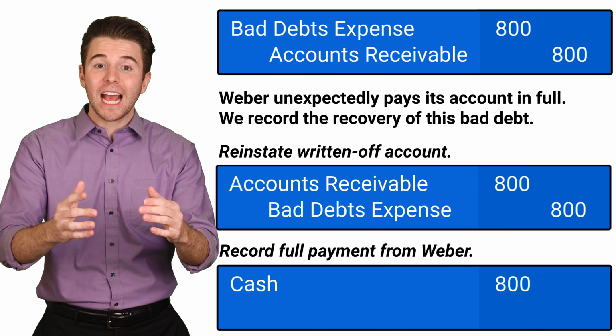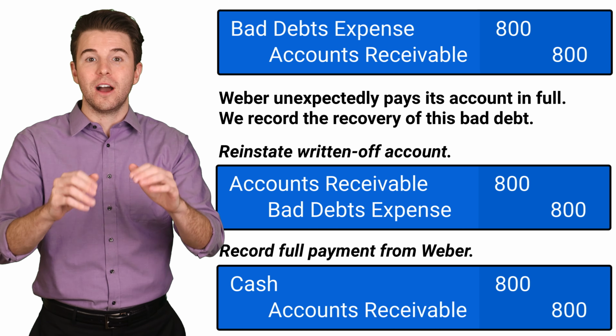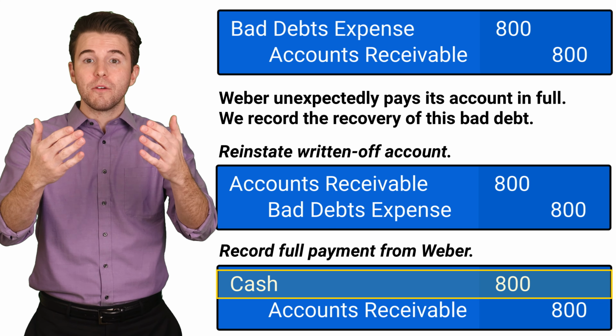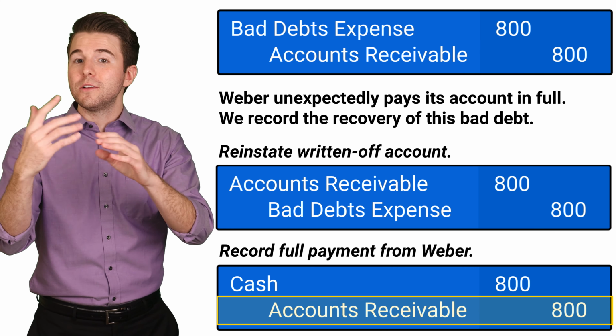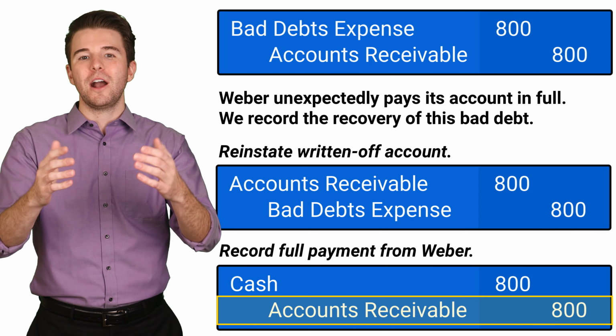So we debit cash for $800 and credit accounts receivable for $800. The debit to cash increases it for the payment received from the customer. We credit accounts receivable because the customer paid off the accounts receivable.